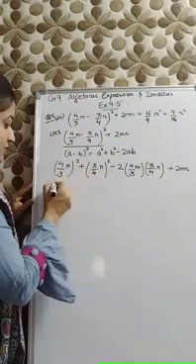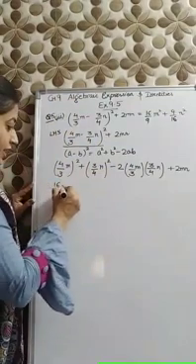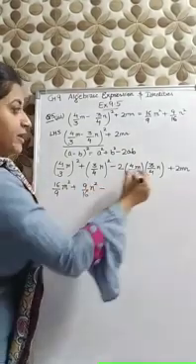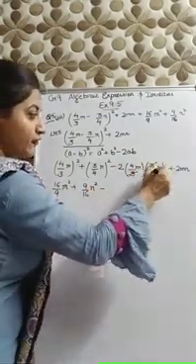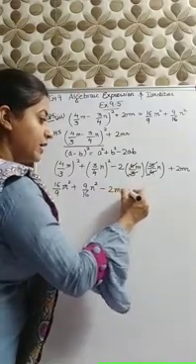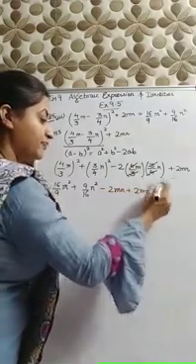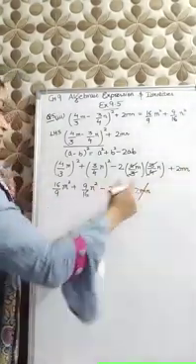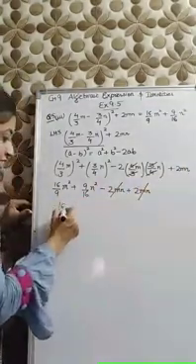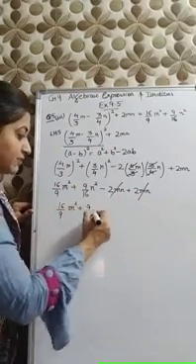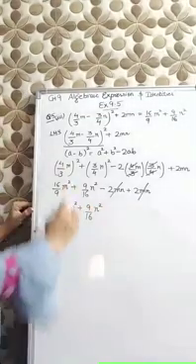Now let's solve this. This will give you 16 by 9 m square, 9 by 16 n square. 3 will cancel out, 4 will cancel out. We are left with 2mn plus 2mn, which is same. Now both the terms are same with different sign. So let's cancel out the term. We are left with 16 by 9 m square plus 9 by 16 n square. So this is your left hand side.